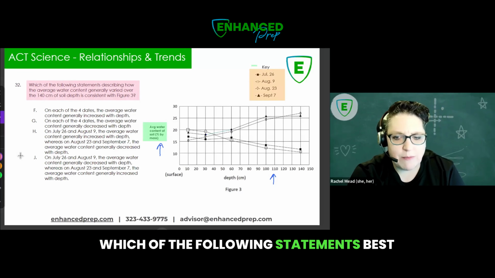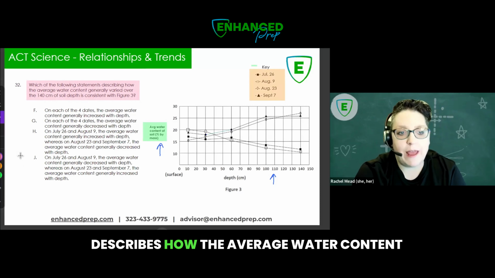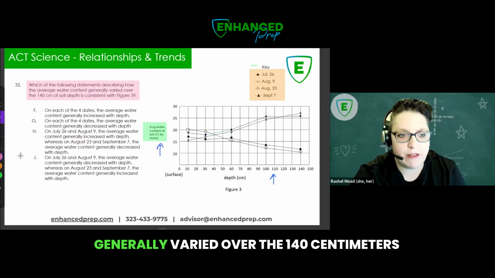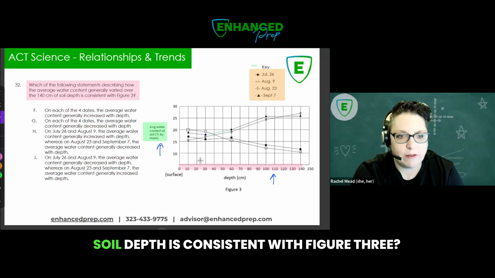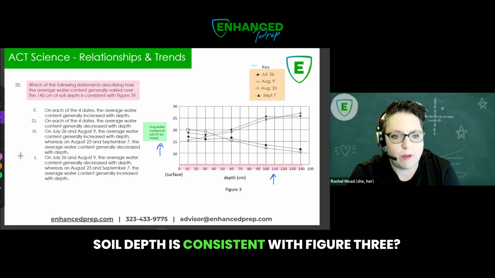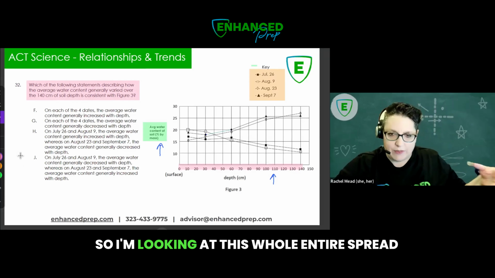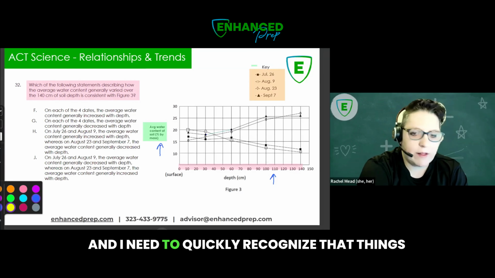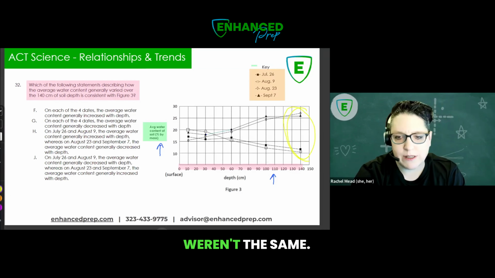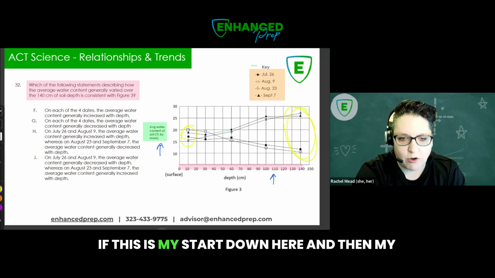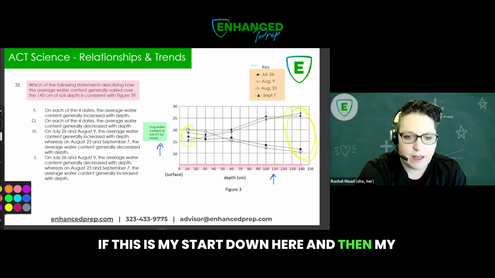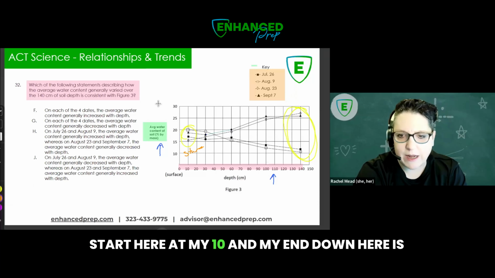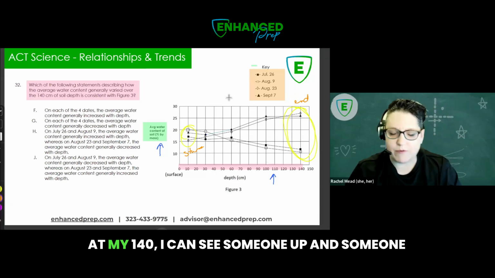Which of the following statements best describes how the average water content generally varied over the 140 centimeters soil depth consistent with figure 3. So I'm looking at this whole entire spread from 0 to 140. And I need to quickly recognize that things weren't the same. If this is my start down here, and then my start here at my 10, and my end down here is at my 140, I can see some went up and some went down.